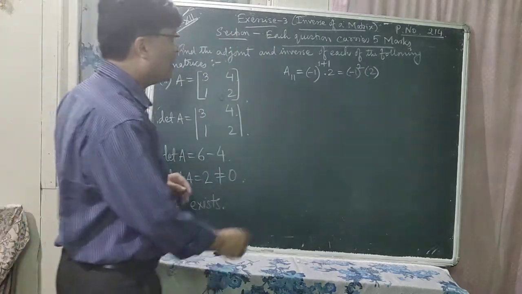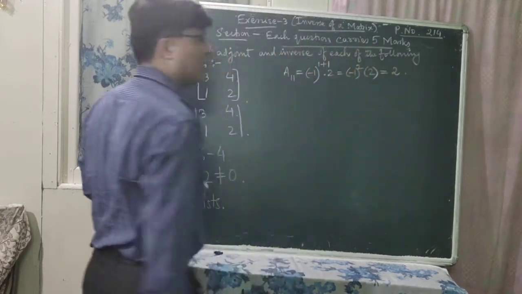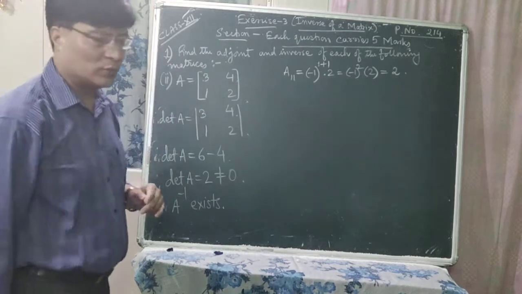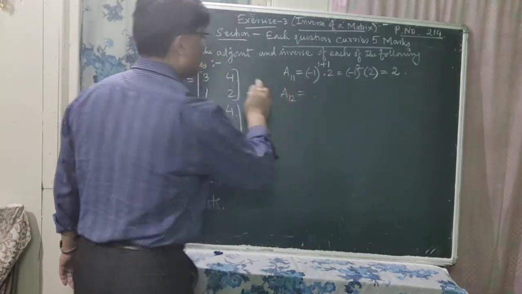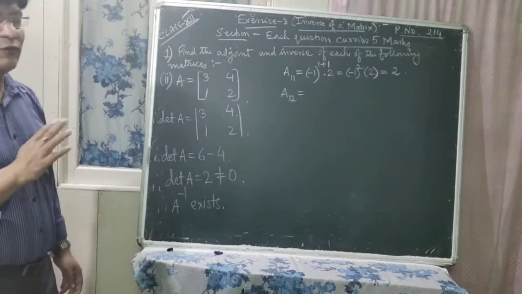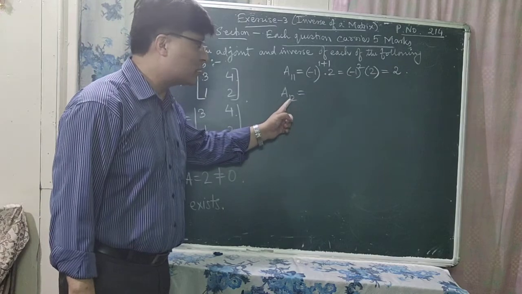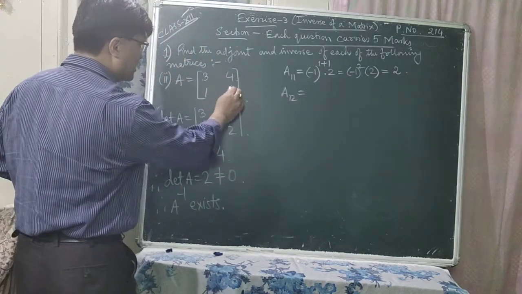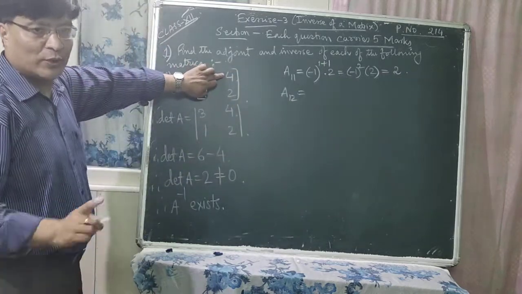What is the value for A11? Minus 1 whole square is plus 1. So 1 into 2 is 2. Okay. Next, let us find out A12. A12 means you have to find out the cofactor of the element which belongs to the first row and the second column. That means 4. You have to find out the cofactor of which number? 4.